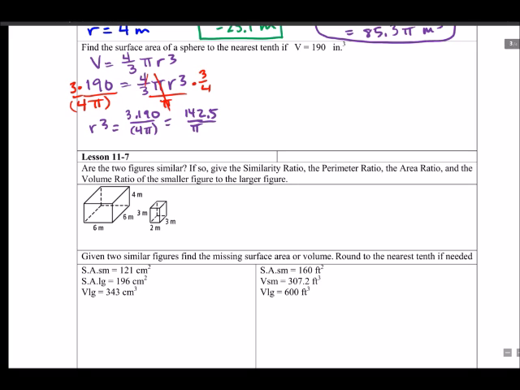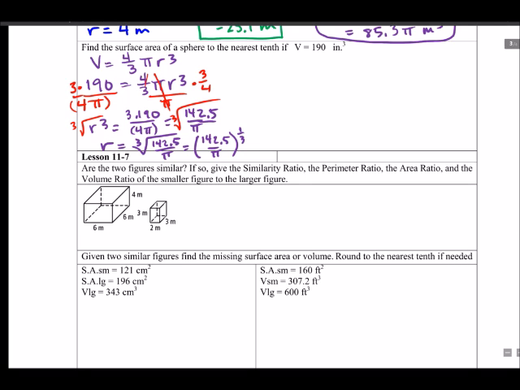I like to get all my numbers together. And then I'm going to cube root. Don't forget we've got r cubed. So r is going to equal the cube root of 142.5 over pi, or we can write this using exponents, 142.5 over pi to the 1/3, because exponents are really nice to use.